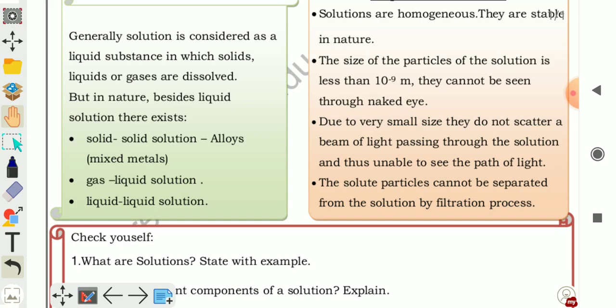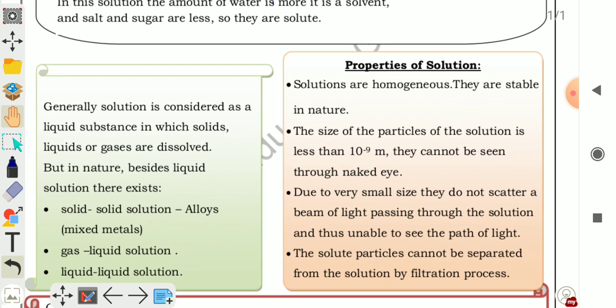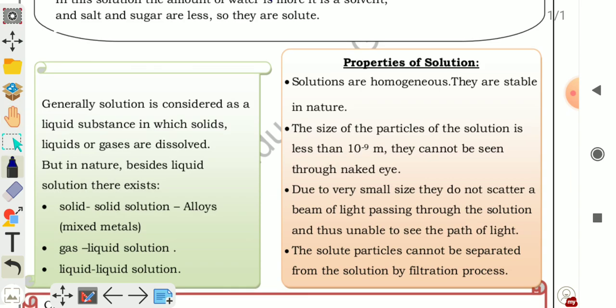Now we will discuss the properties of solution. What are the properties of solution? First property of solution is that solutions are homogeneous. Second, they are stable in nature. Third, the size of particles of the solution is less than 10 raised to the power minus 9 meter. It means the particles are very small and they can't be seen by the naked eye.